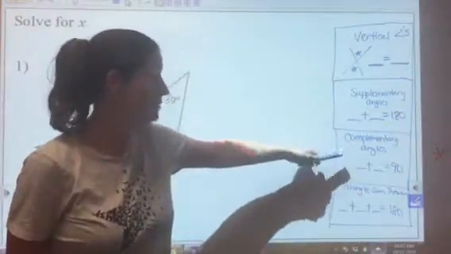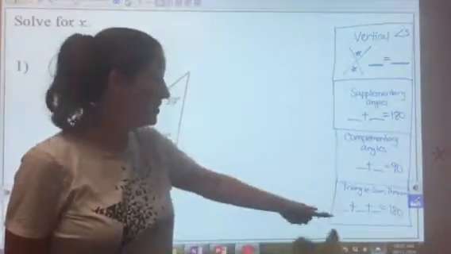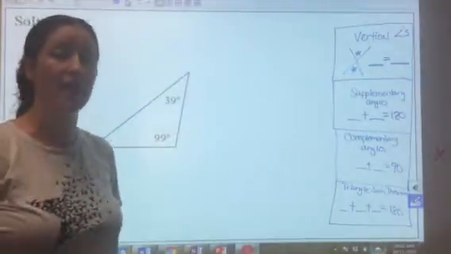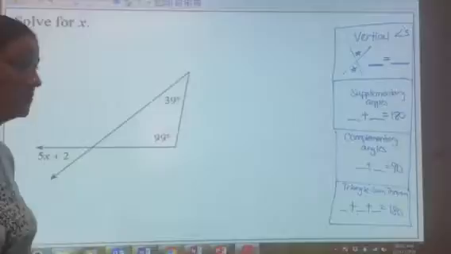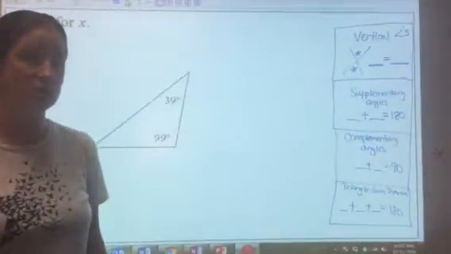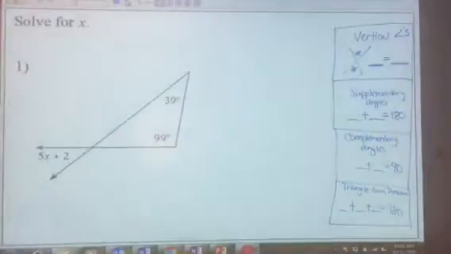Complementary angles, two angles that have a sum of 90, and then the triangle sum theorem, which we know that in a triangle, all three angles add up to 180. So we're going to see how we can use that information along with equations to solve some geometry problems.